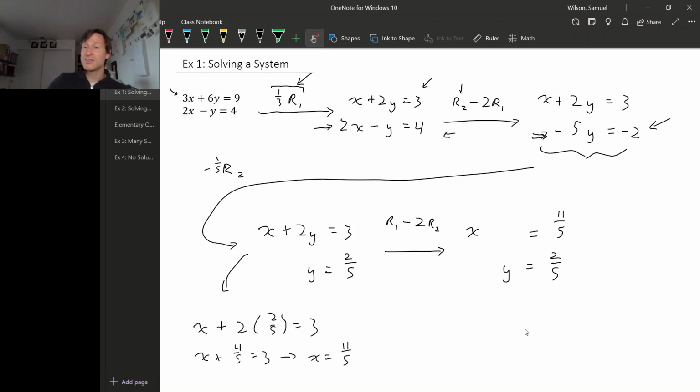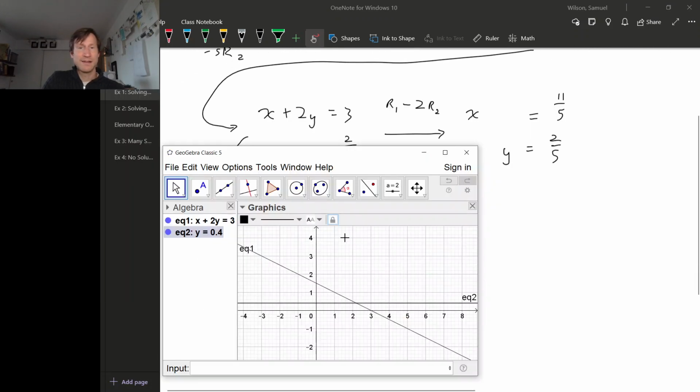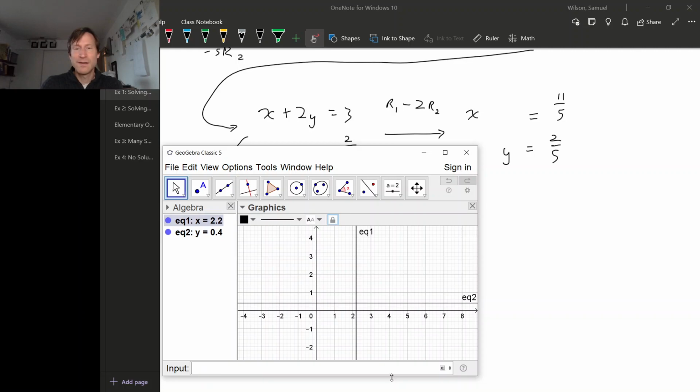Okay, so let's see what that looks like geometrically. What we did here is we just replaced x plus 2y equals 3 with the equation x equals 11/5. If we do that on our graph, so replace equation 1 with x equals 11/5, now keep your eye on the diagonal line that's labeled EQ1, and keep your eye on the intersection point. So when I hit enter, that first line does change, but the intersection point doesn't change.